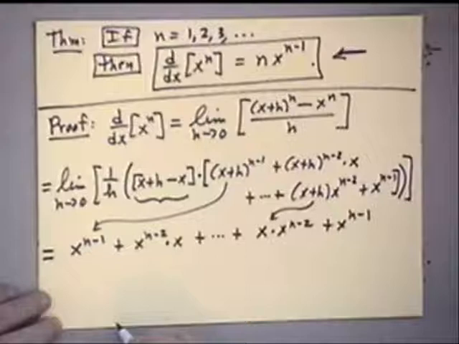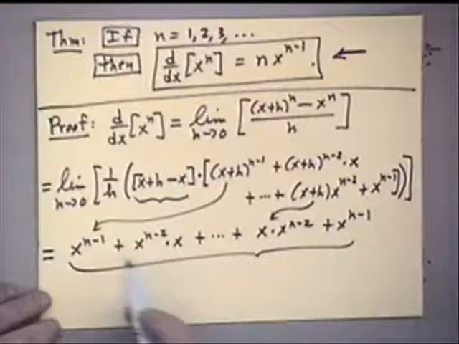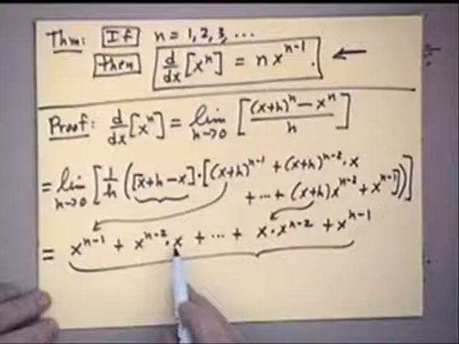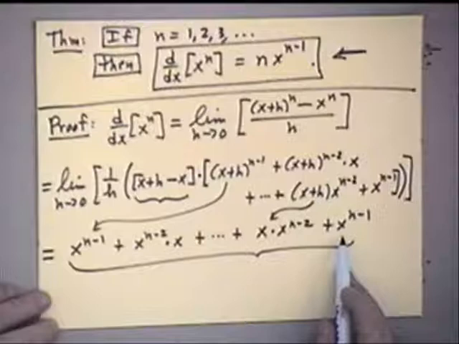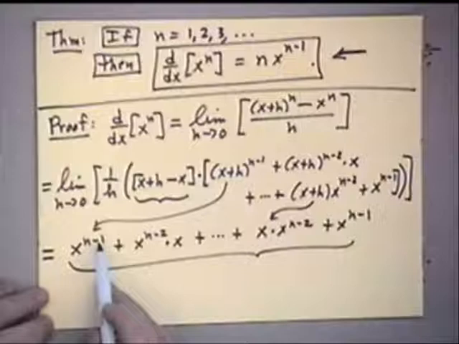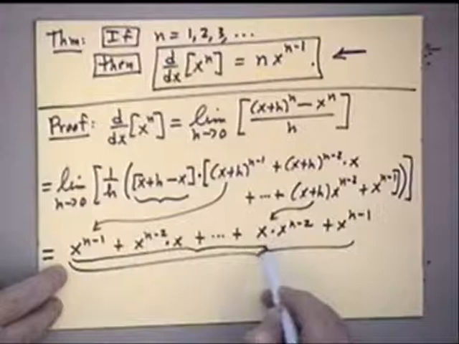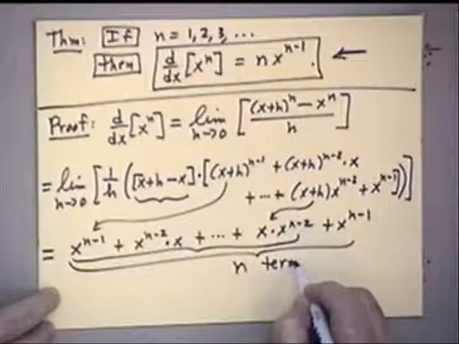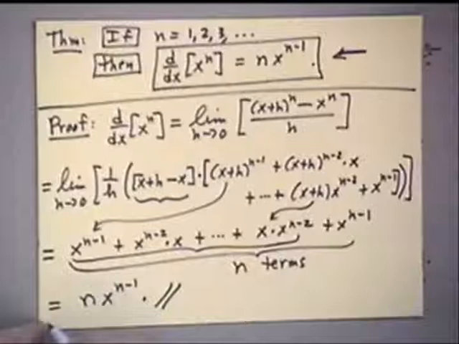Now notice here that all of these terms are exactly the same. This is x to the n minus 1, this is x to the n minus 2 times x, which is also x to the n minus 1, as is this one and this one. The only question is, how many of these do I have? Well, if I count downward, starting from the first term here, I see that I have n minus 1, n minus 2, all the way down to 1. So from here to here, I have n minus 1 terms and one more. So I have a total of n terms. And they're all the same, so this is n times x to the n minus 1. And that's exactly what we expected. So that is the proof of the power rule.